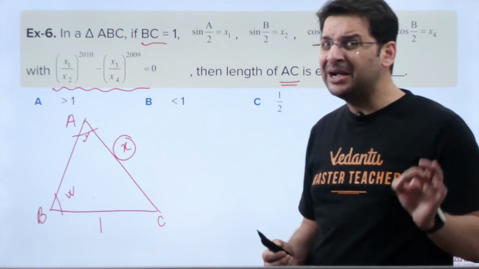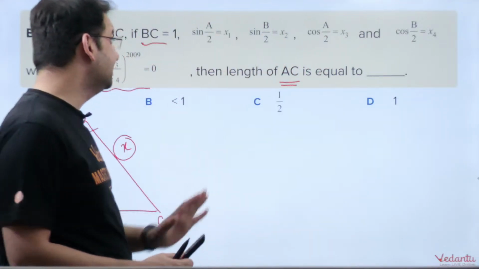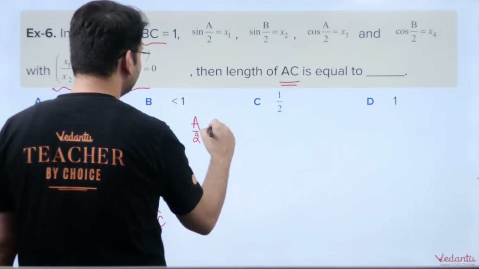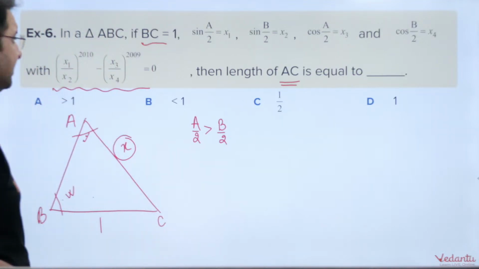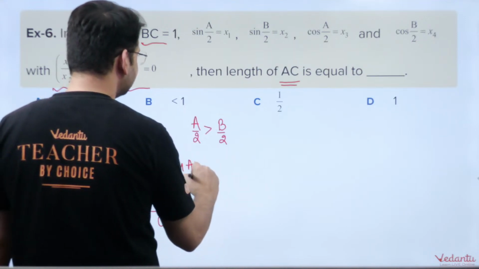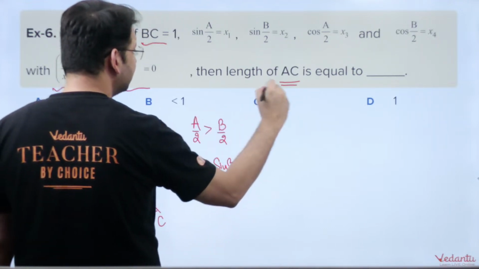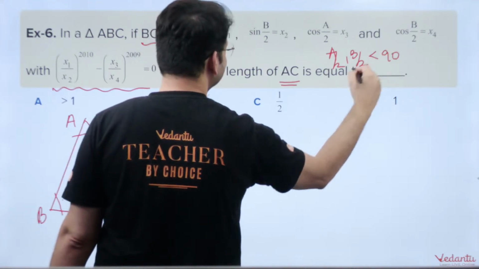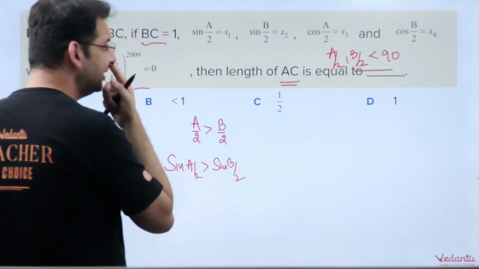So can I compare A by 2 and B by 2 and let's see what happens. Because some expression in angles is given. So let us say A by 2, assume, is greater than B by 2. A by 2 angle is greater than B by 2, right? So if A by 2 is greater than B by 2, can I say that sine A by 2 is going to be greater than sine B by 2? Because A by 2 and B by 2 are both going to be less than 90. It's a triangle, so the half angle is always going to be less than 90.